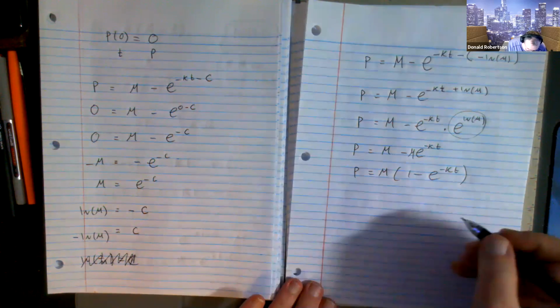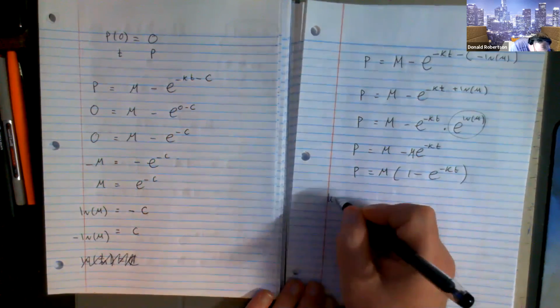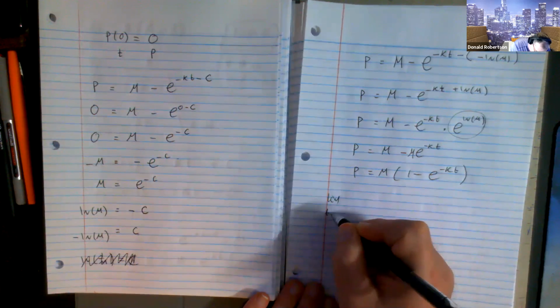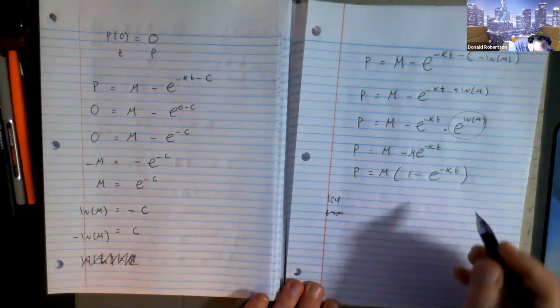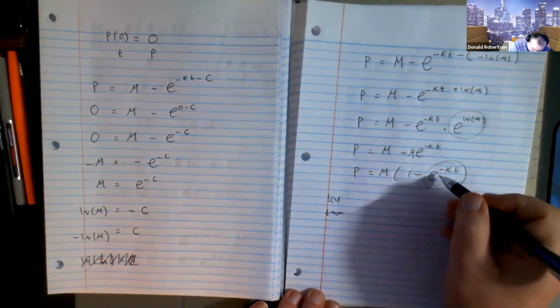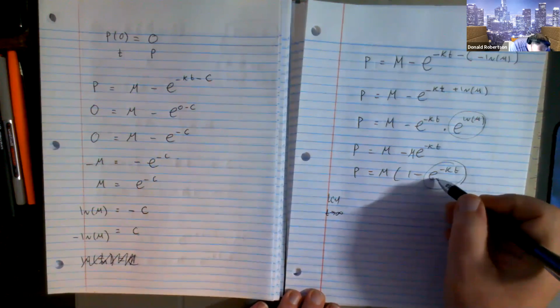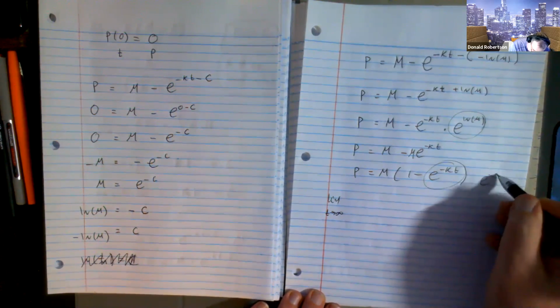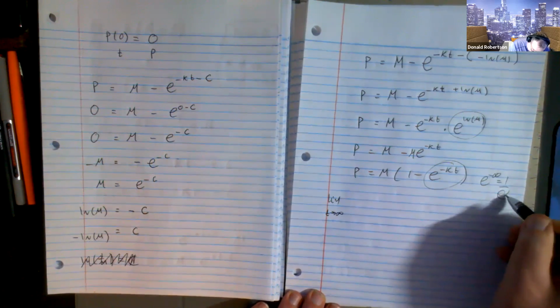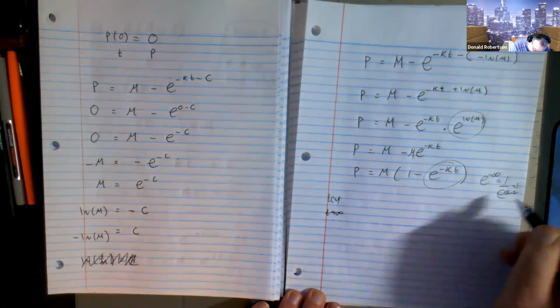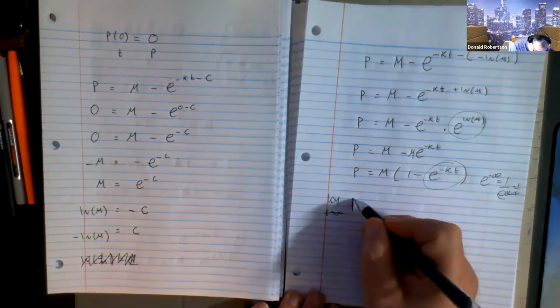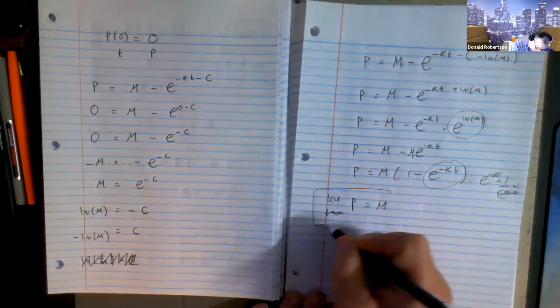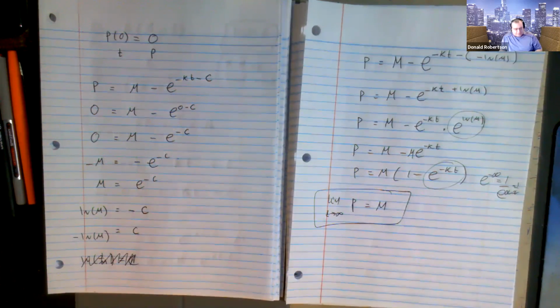The second part says what happens to this thing as t becomes infinite. Well, that becomes e to the negative infinity, which is essentially 0, because e to the negative infinity is the same thing as 1 over e to the infinity, which is 0. And so the whole thing just becomes m. And that would be the answer that you fit in.